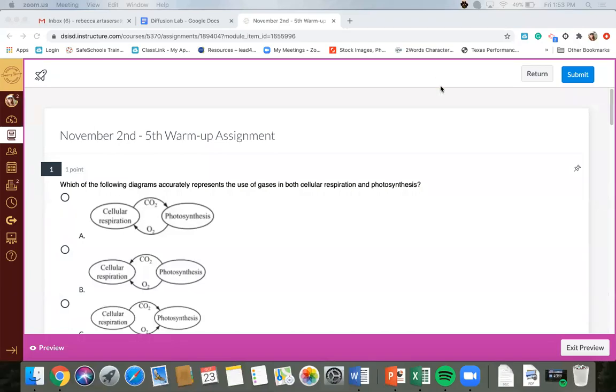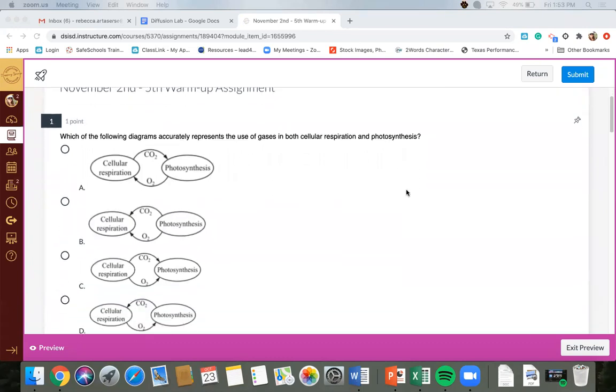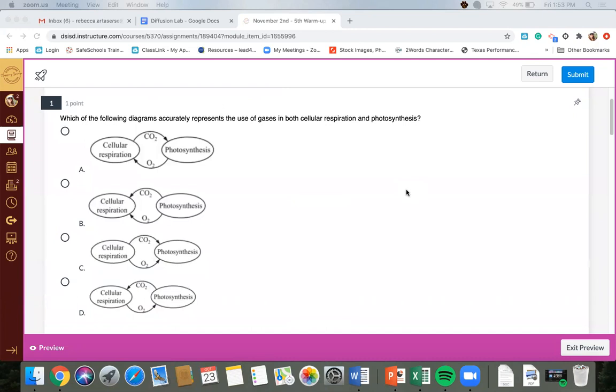All right, so we are going to review the warm-up questions for the week of November 2nd through the 5th. Starting with question 1, which of the following diagrams accurately represents the use of gases in both cellular respiration and photosynthesis? So starting with cellular respiration, I know products of cellular respiration is going to be carbon dioxide, water, and ATP energy.